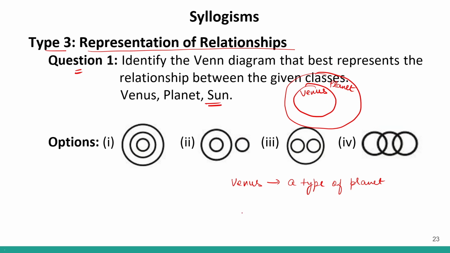Then what is a sun? A sun is a star. So a sun is not a planet, but a sun is a star. That means it is a completely different entity. It will not overlap with planet. Correct? So a sun is a different entity. It is not a part of planet. Now if I look at the options, option number 2 is the correct representation of Venus, planet and sun. So this will be my answer, option number 2.